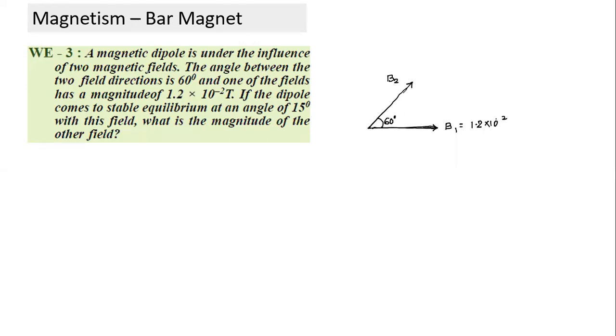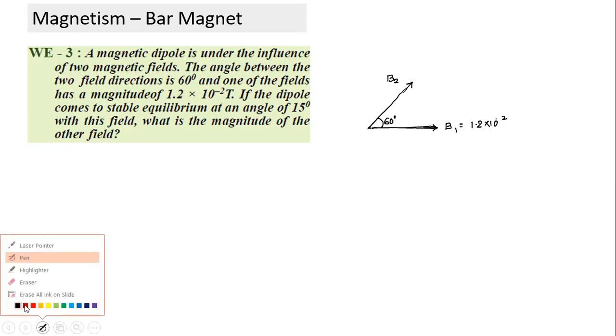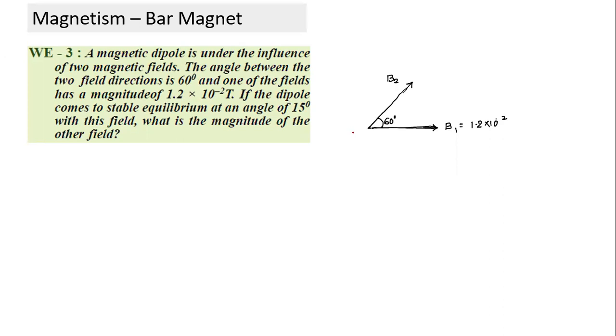So there are two fields. A dipole is under the influence of two magnetic fields, and one of the fields is given. We have drawn the two fields, B1 and B2, and the angle between them is 60°. The dipole comes to stable equilibrium at an angle of 15° with this field, which I have taken as 1.2. Let's understand how the figure would look. If I place a bar magnet here, it comes to equilibrium like this. This angle is 15°, and naturally this angle becomes 45°.